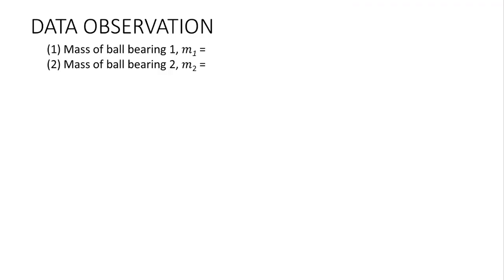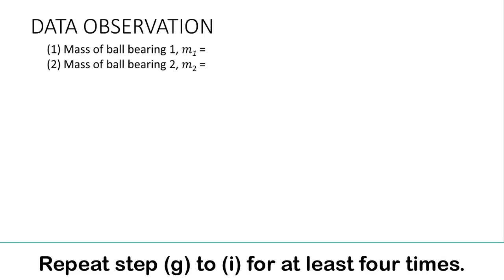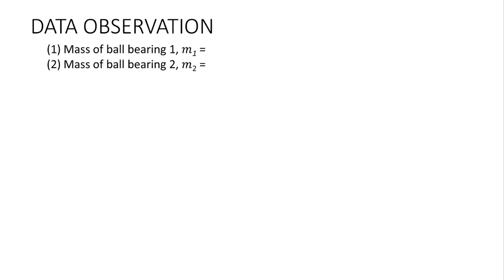So students, what you have to do next is tabulate your data. For data observation, you have to repeat steps G to I at least 4 times. Determine whether your results satisfy equations 4.5 and 4.6 and give your comments.